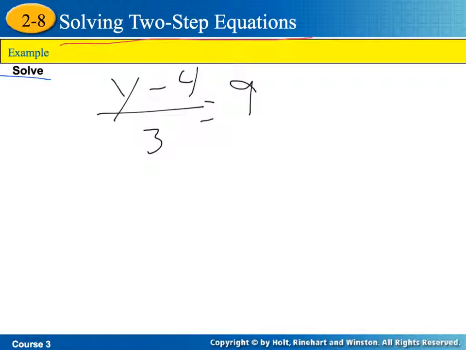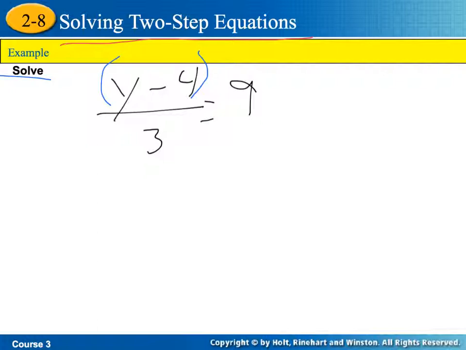Now, when we look at this, y minus 4, all over 3, is equal to 9. The one thing we want to think about is that y minus 4 is kind of in parentheses, because that entire thing is being divided by 3. Remember when we talked about undoing the order of operations. Here we have parentheses, and then there's division. When we go backwards in the order of operations, we have to get rid of the division and then get rid of the parentheses.